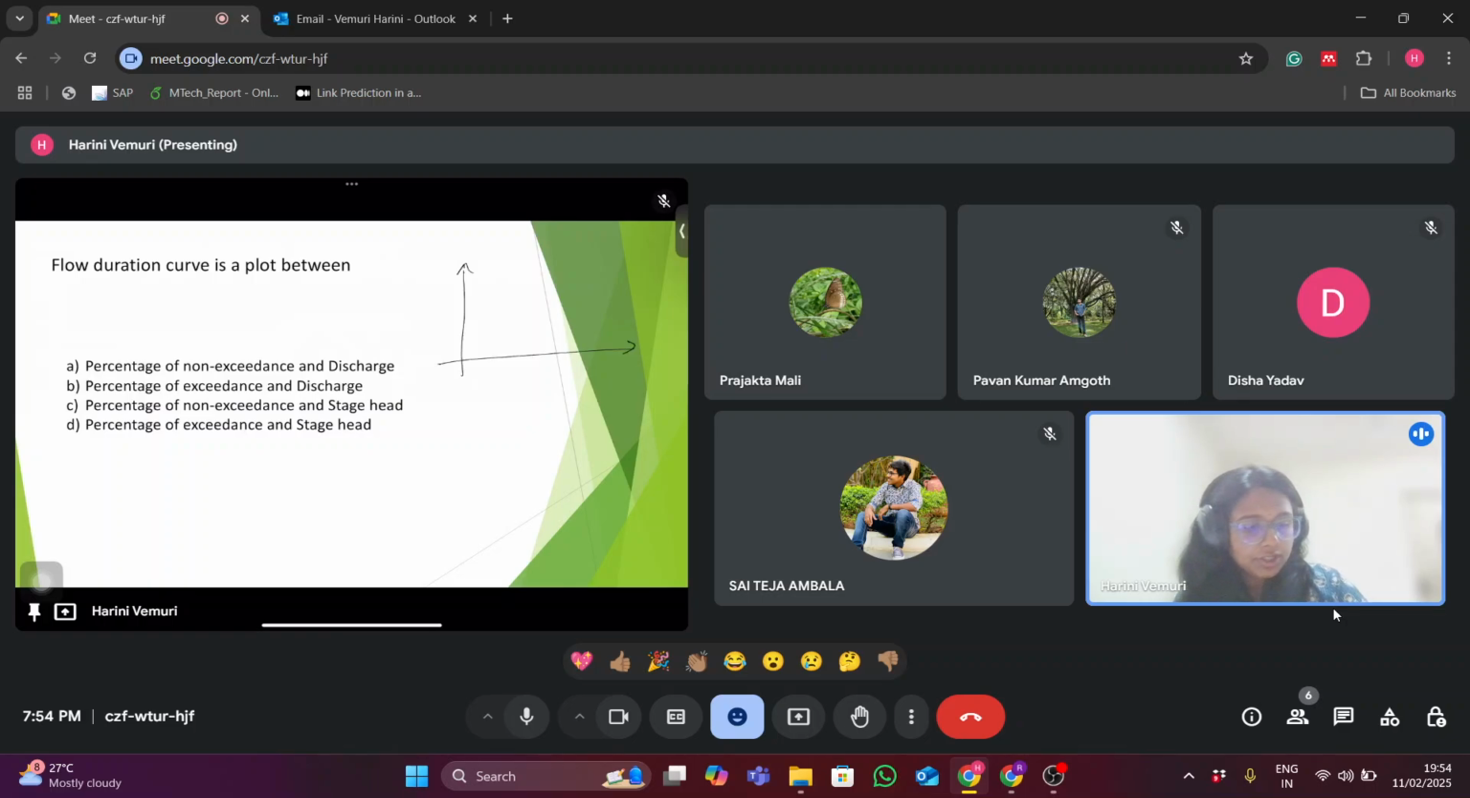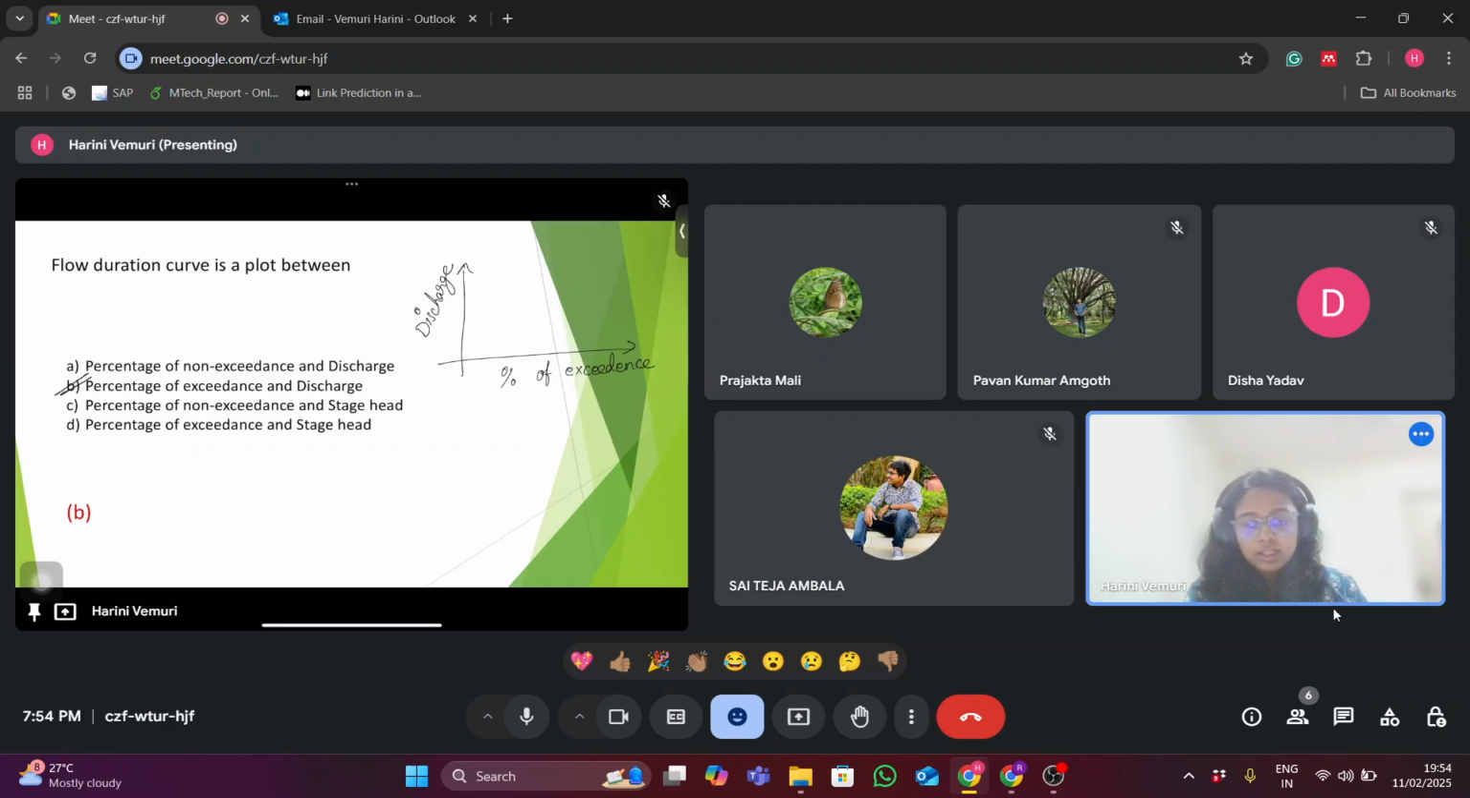They're asking, how do we plot a flow duration curve? A flow duration curve is a plot between percentage of exceedance and discharge. They have given options. A is percentage of non-exceedance and discharge. B is percentage of exceedance and discharge, which is our answer. C is percentage of non-exceedance and stage head. D is percentage of exceedance and stage head.